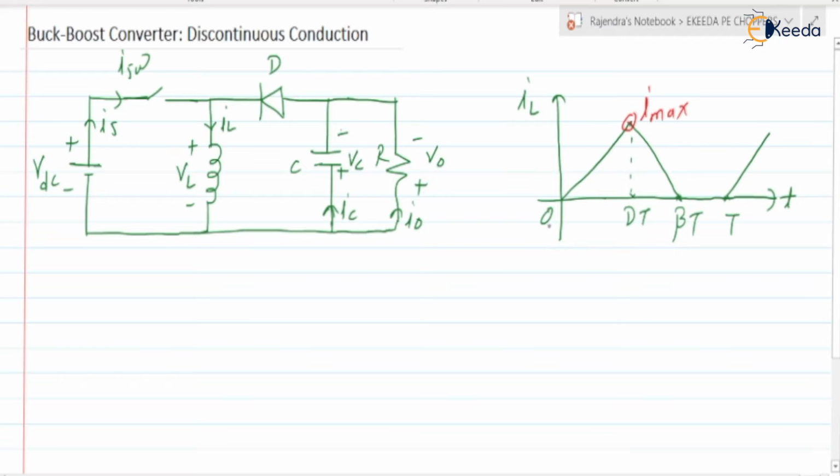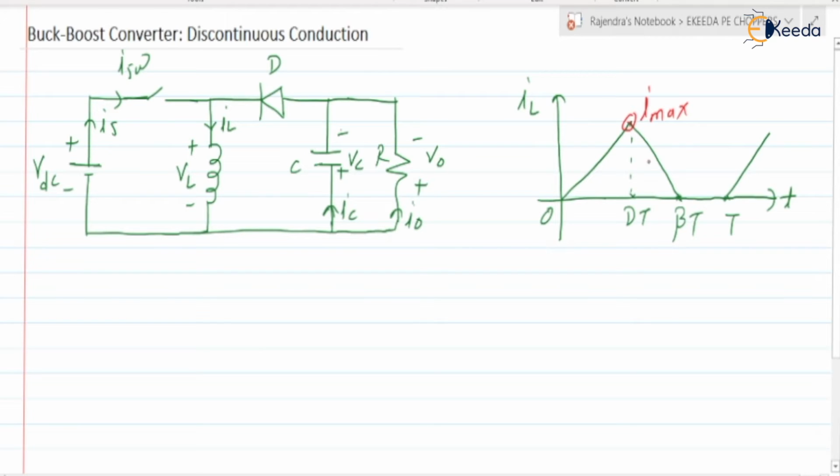During T on, the inductor goes on storing the energy, so IL keeps increasing from 0 and reaches its maximum value at T on. Next, when the switch is in the off state, the inductor releases the energy and the diode D will be in the conduction mode.